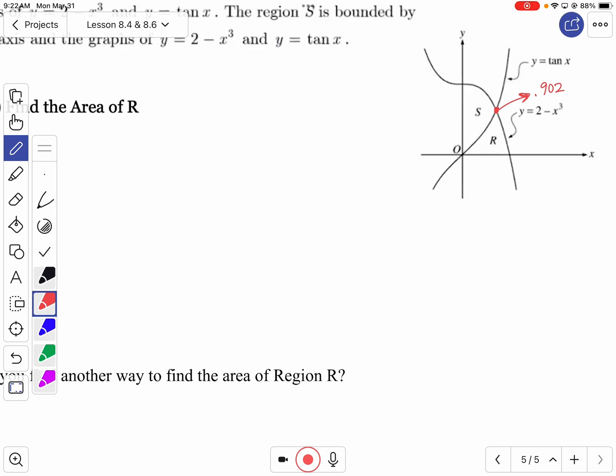Now, I want you to look at this region R for just a second. I'm going to highlight it. So we got region R right here. Is that tangent curve dominant over the cubic the whole time? It's not. The only place it's dominant is up until we get to that 0.902. Because then, what's the only curve I'm left with?